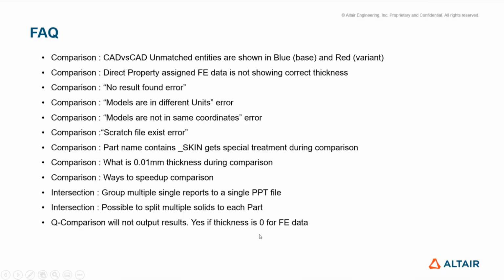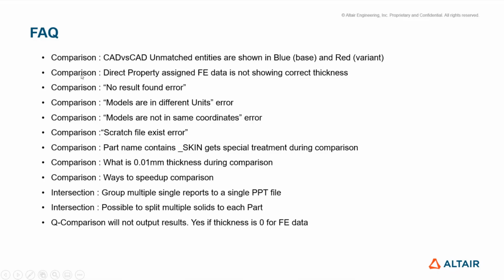Some of the frequently asked questions I've listed here. For the last 6 months, I received this kind of queries. So usually for CAD to CAD comparison, we show mismatches in 2 colors. What does that mean? Blue color indicates the mismatches from the base, and red color indicates the mismatches from the variant. If you put both the colors same, you won't understand if the models are overlaid. So that's the reason we are trying to differentiate these colors. And of course, these colors can be tuned from the configuration report side.